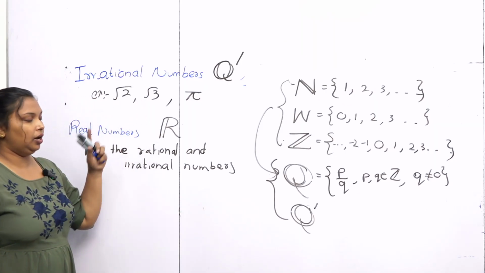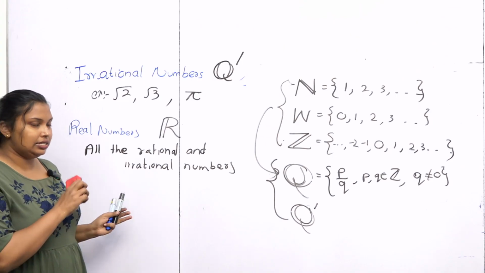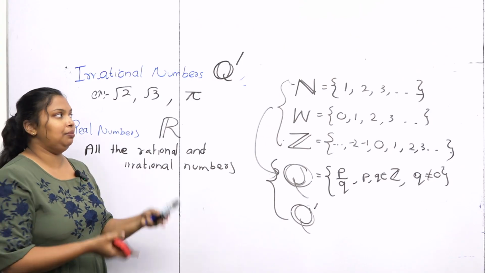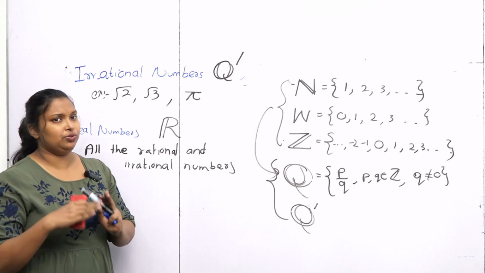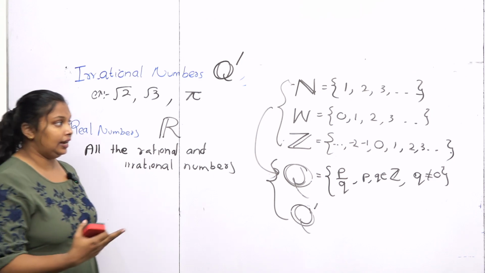Okay. However, we are learning up to real numbers, right? So there are some numbers outside there. That means which are not real. We call them imaginary numbers. For example, square root of -1. You just keep that in mind. You will learn that later.